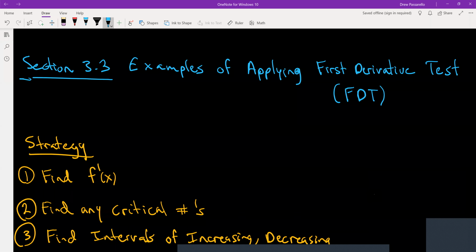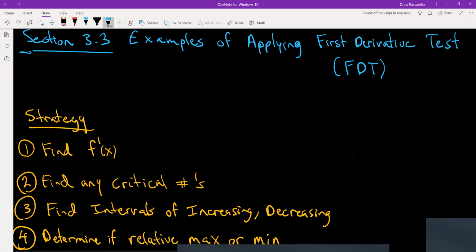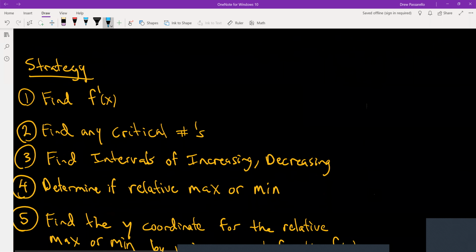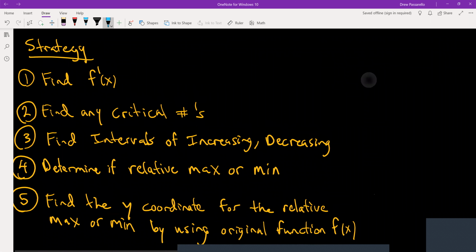All right, so this video will cover two examples of applying the first derivative test. And we're in section 3.3. So the strategy for applying the first derivative test is very similar to the other video where we determine intervals of increasing and decreasing. So first we're going to find its derivative, f prime of x. And then second, we find any critical numbers. And then third, we're going to find intervals of increasing or decreasing.